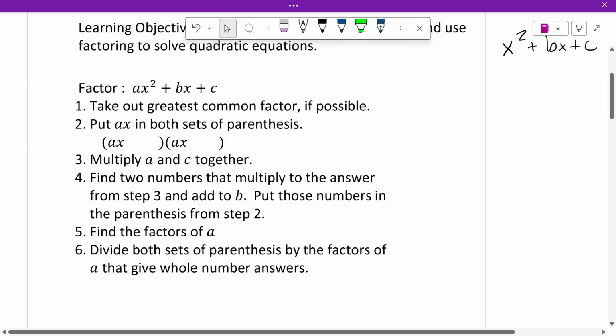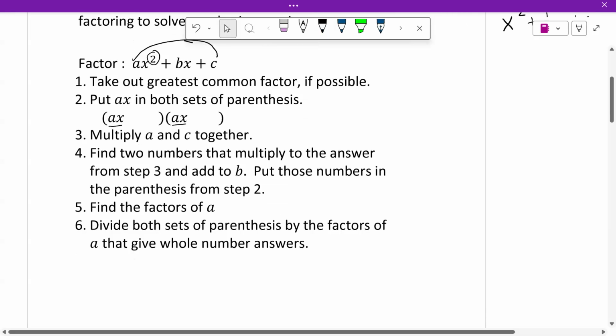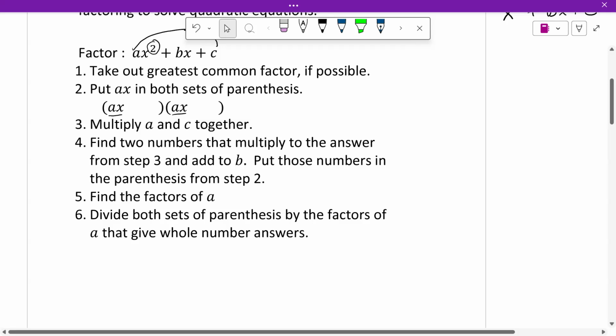So this is the AC method, where you multiply A and C together. Okay? So see how this is AX squared? But when we split up the first term, it's just AX and AX. Okay? We don't go AX squared, we go AX and AX. Okay? Multiply A and C together. Okay? Then you list the factors of A and C. Okay? They need to add up to B. And you put those in parentheses, and then you take out the greatest common factors.